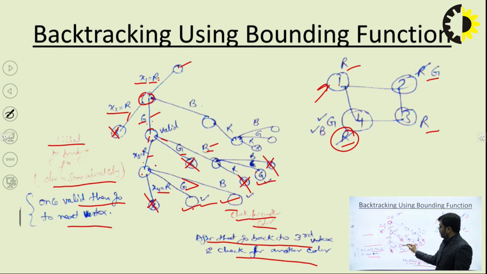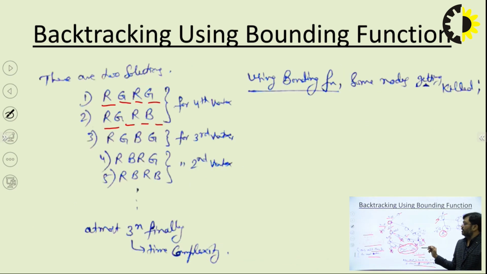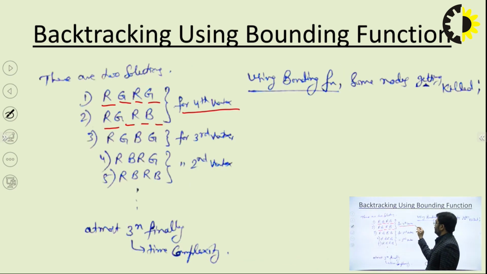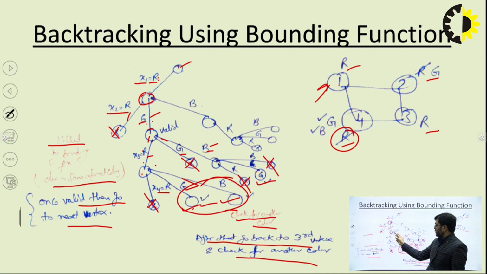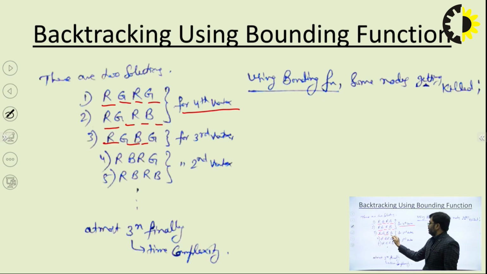This was another option where the last decision was taken for node number 4, and the last option we have taken is green and blue for node number 4. That is, for the fourth vertex we had two options. Then we backtrack to the third node, where we checked whether there is any possibility. Yes, there was one: red, green, blue, and green.